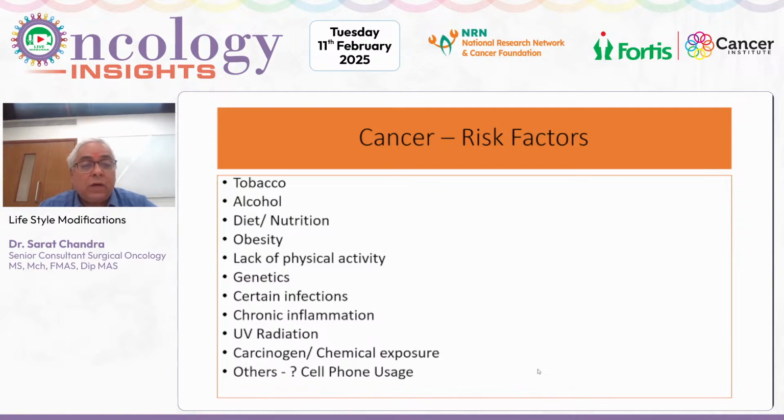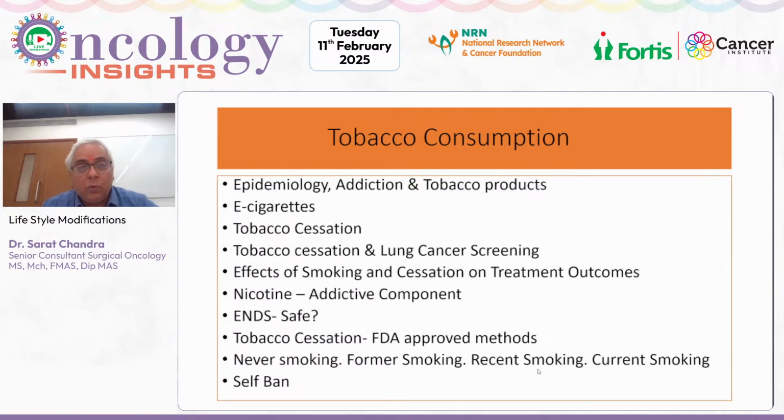Not only that, we know carcinogens and chemical exposure like asbestos causing mesothelioma, and benzene exposure in coal tar gas. It can cause leukemia. These things are known. It is not clearly known whether the electromagnetic radiation that cell phones emit can cause cancer or not. It is still being studied. So coming to the most important causative factor for cancer, that is tobacco consumption.